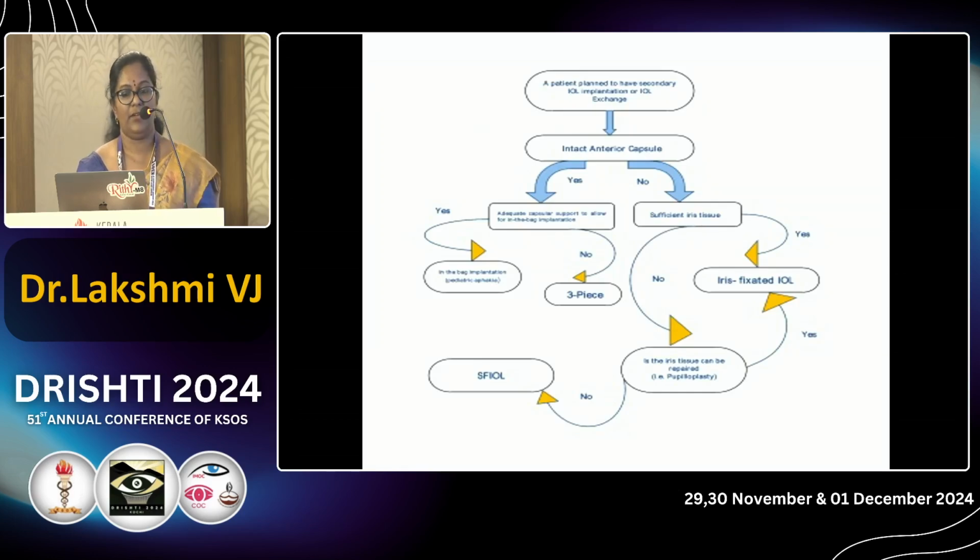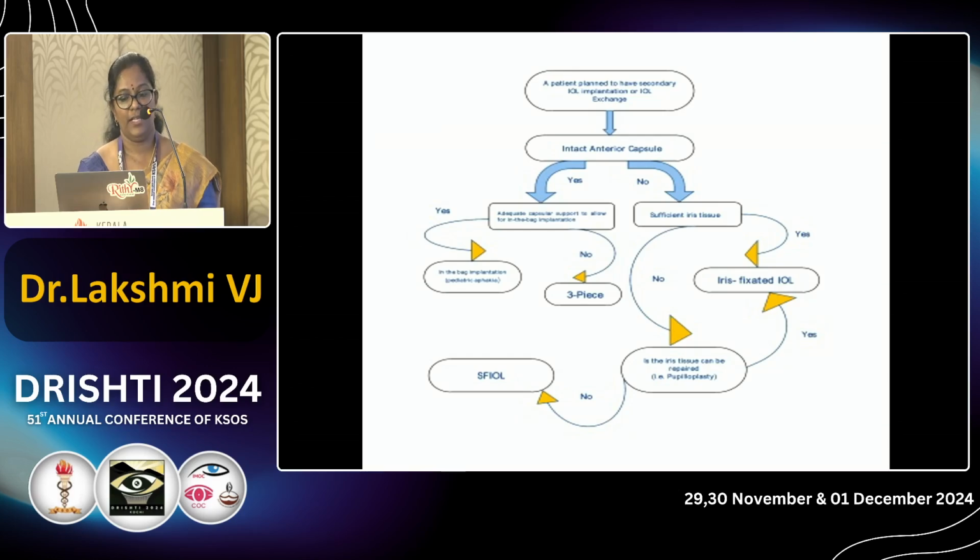A simple algorithm. For a patient planned for surgery, if the anterior capsule is intact and the bag is quite good, go in for in the bag placement of the IOL. If it is not there, and it should be placed in the sulcus, go in for a 3-piece IOL. If an intact anterior capsule is not there, and there is sufficient iris tissue, I have already told that you have to see the patient undilated. So go in for an iris fixated lens if there is sufficient iris tissue.